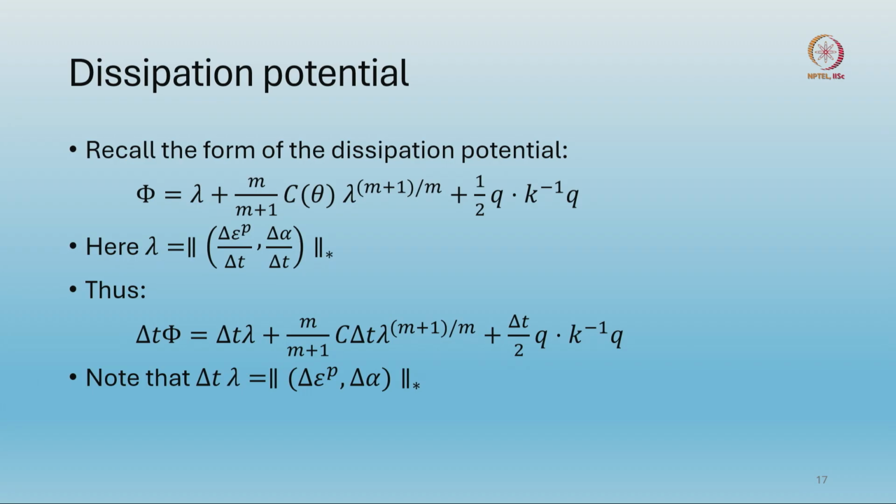Now we have to recall a few things. We are considering a specific form of the dissipation potential. For the Perzina model that we have been considering for the thermoviscoplasticity problem, the dissipation potential has 3 parts. One corresponds to the rate independent part, which is basically, I will come to the details of this lambda. This is the rate independent part.